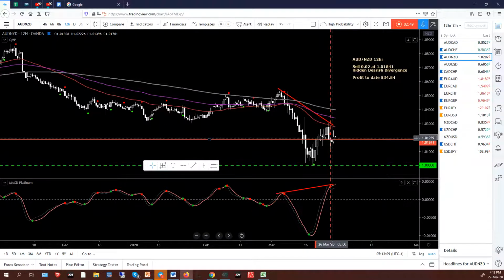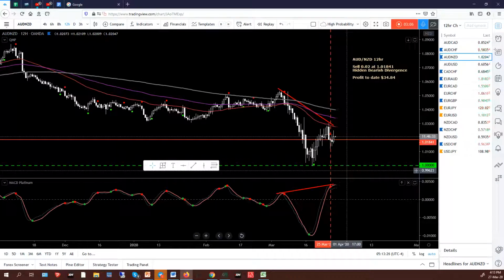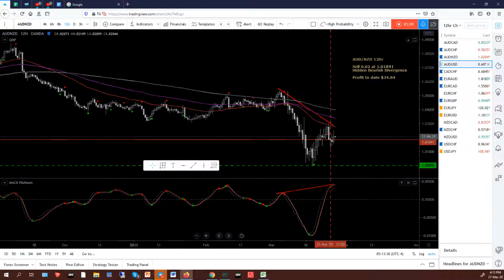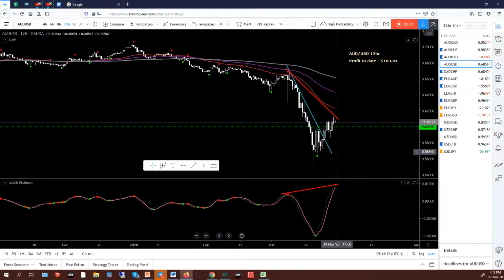Aussie New Zealand in a sell. You can read my notes based on hidden bearish divergence. There's a sell. There's a red QMP filter dot, and that lines up with the MACD Platinum red dot. It's above the zero level. This green line, if you see a green line, it's normally a level of interest. In this case, it was parity, 1.0000. So that's the Aussie New Zealand, just running a little bit in the negative there.